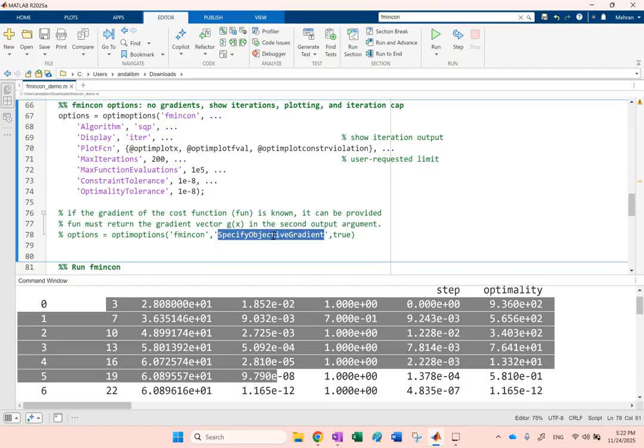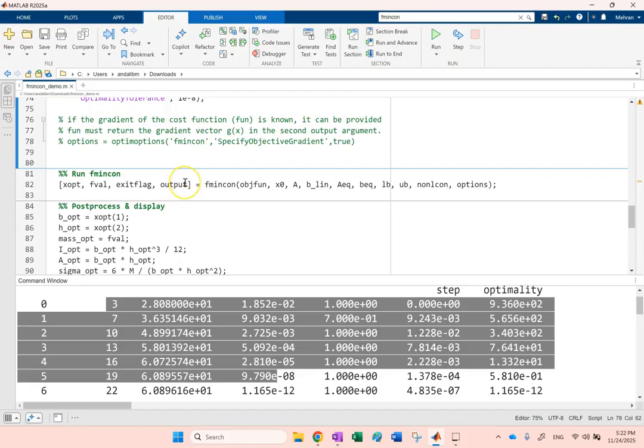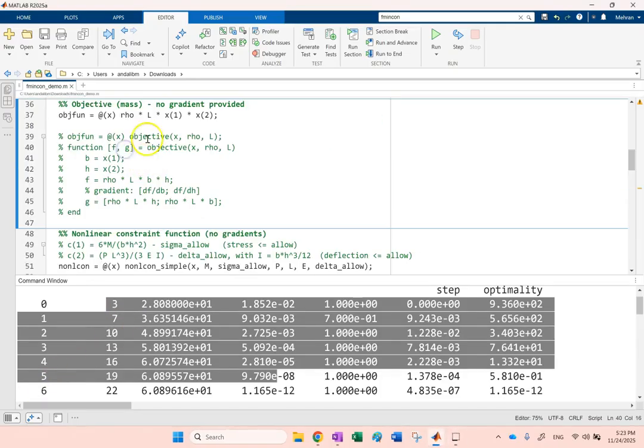It says, hey, I am going to specify the gradient for you analytically, is true. By default, this is false, so it doesn't expect you to provide it. But if you say true, now you have to provide that. And so I want you to pay attention to that part. For instance, for the cost function, it should look like this.